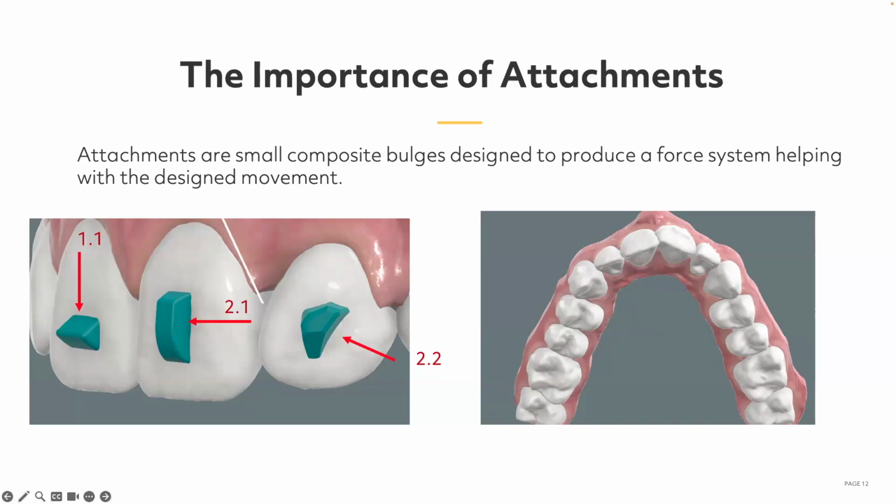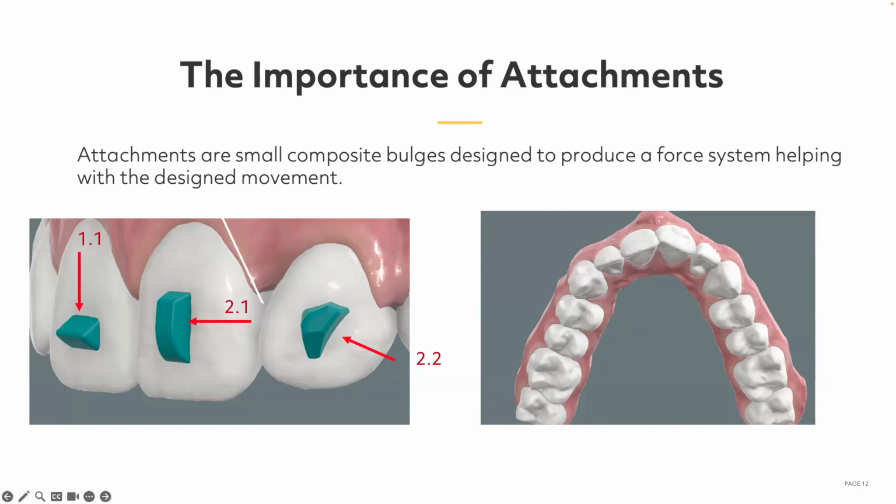they are bonded to the tooth. It creates an extra surface where the forces can pass. If you see the picture on the right, you are going to see this is a refinement case with a lot of missing movement. It's missing rotation, it's missing expansion, because we don't have the correct amount of attachments and probably the correct shape of the attachments.